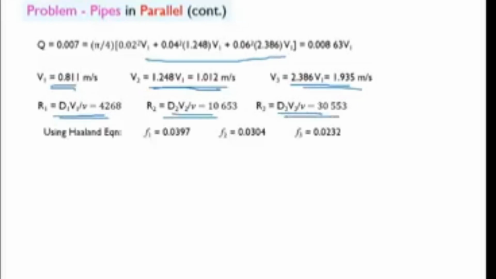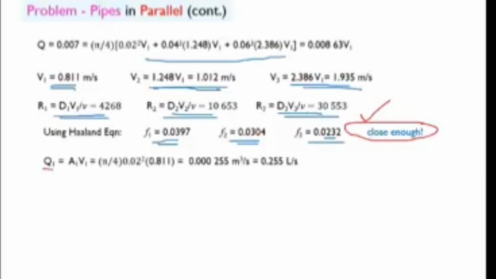And again, we calculate the Reynolds numbers, R1, R2, and R3. And you apply again the Holland equation to calculate F1, F2, and F3. Now you can compare these values with the assumed values. These will be close enough. So these values are now close enough. So that is why we can stop the iterative process.